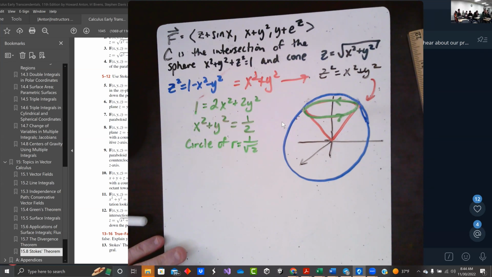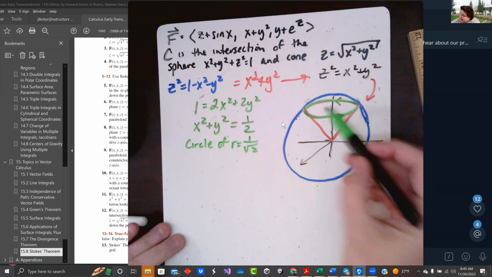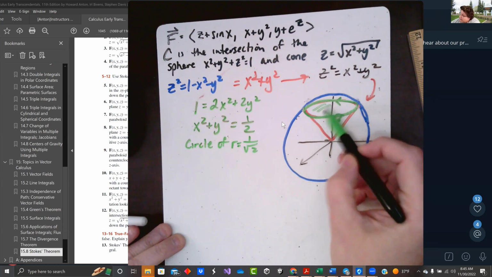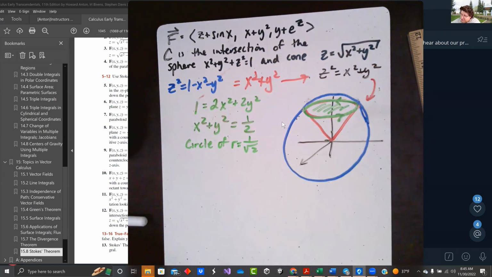So is that the top circle that we're traveling? Yeah, that's the curve we're traveling along. This is actually flat in the xy plane, so our normal vector should be straight up.